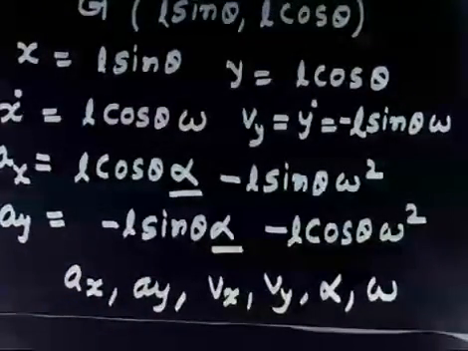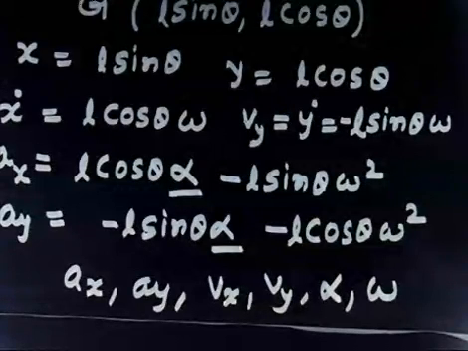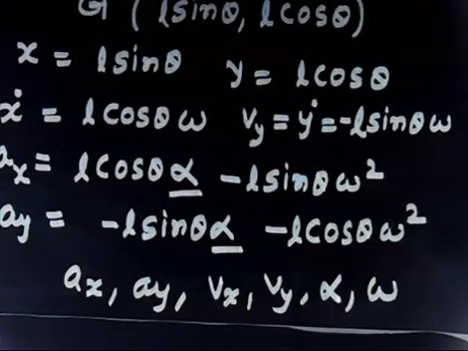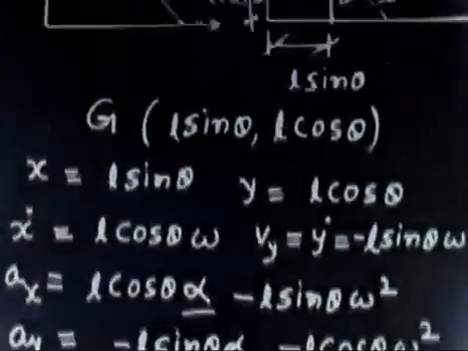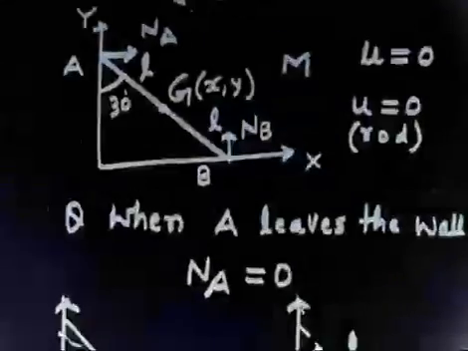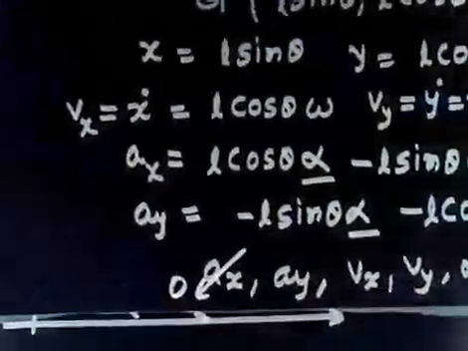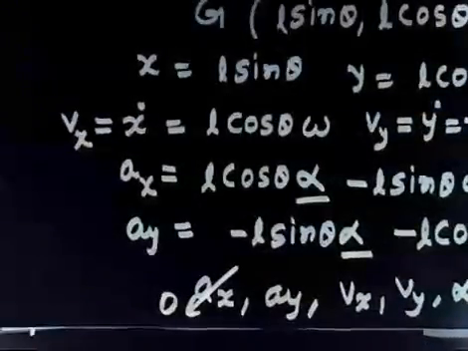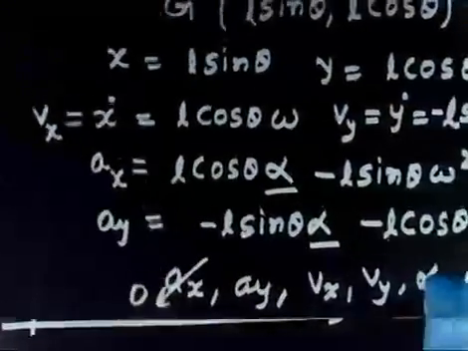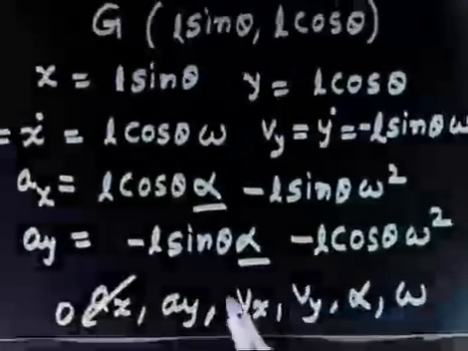Now the question gives a condition. We have to find theta when the normal reaction is 0, that is, when the rod just leaves contact. In that case the acceleration Ax will be 0, because there is no force acting. Basically you can write the equation normal reaction equals mass into acceleration, so Na equals m Ax. Na is 0, so from that condition Ax is 0, because the normal reaction in the horizontal direction is 0.